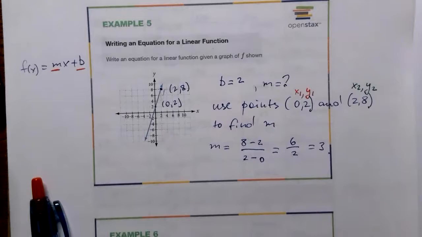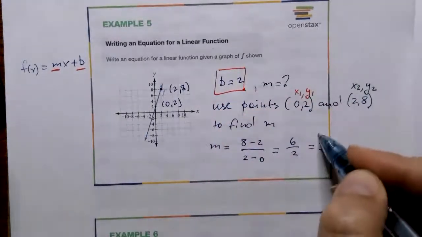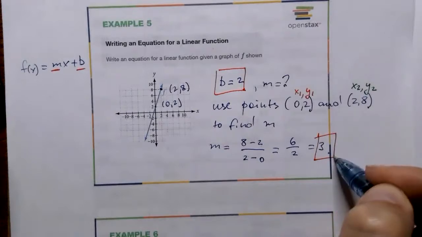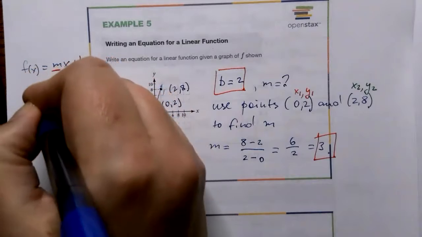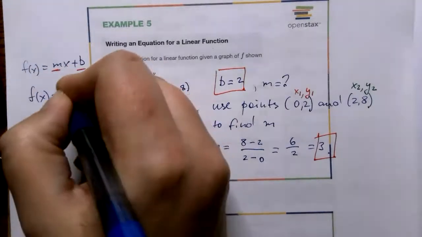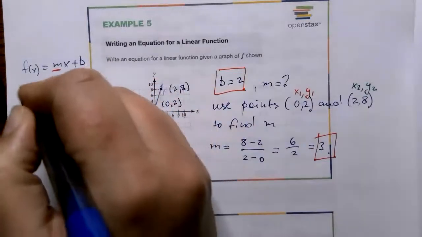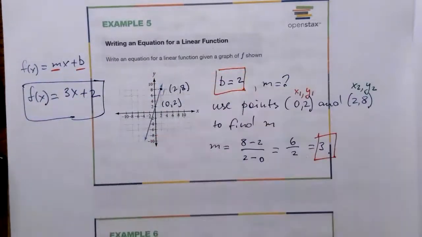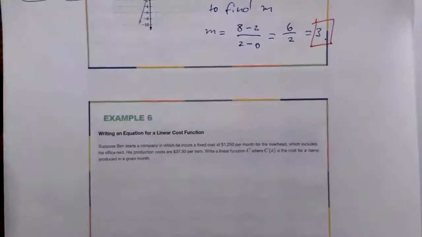So basically I have everything that I need to write an equation. I have b and I have m. Okay, so I can go back and plug those values in. So my f of x is 3x plus 2. And that's the equation of that line. Okay, so that's a little refresher on how to find an equation of the line. Let's go ahead and look at the next example.